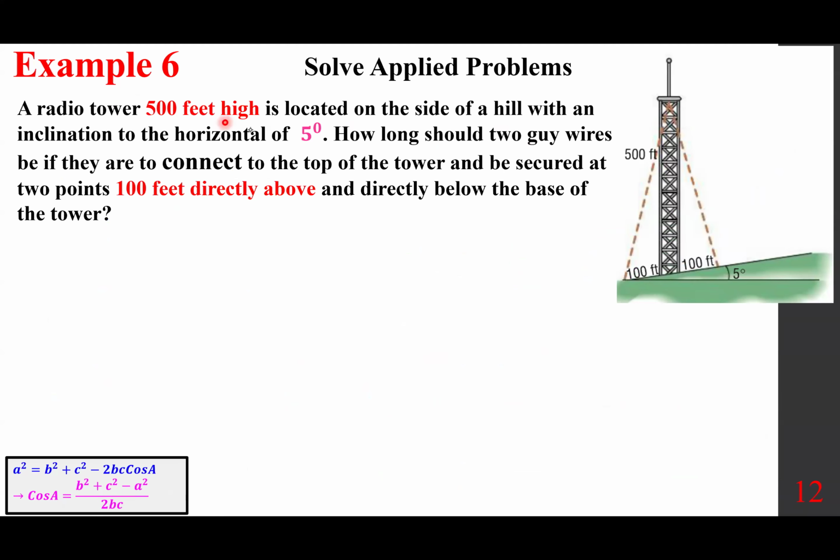A radio tower 500 feet high is located on the side of a hill with inclination to the horizontal of 5 degrees. How long should two guide wires be if they are to connect the top of the tower and be secured at 2 points 100 feet directly above and directly below the base of the tower?